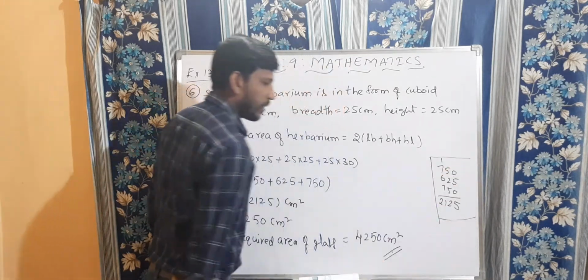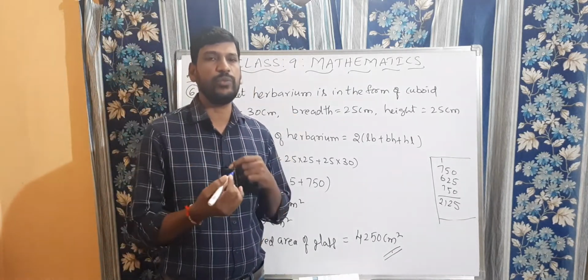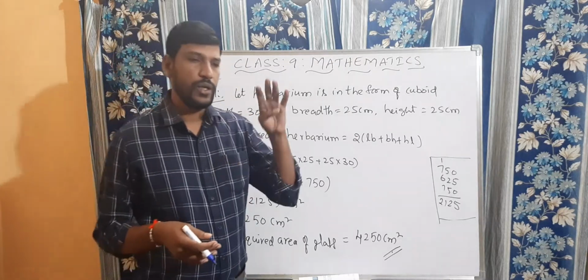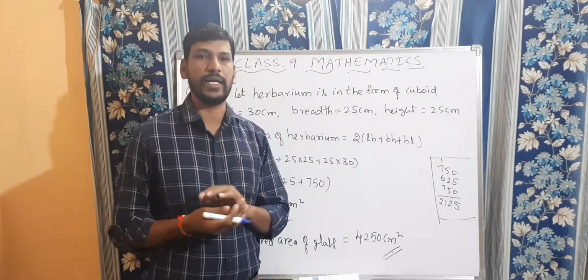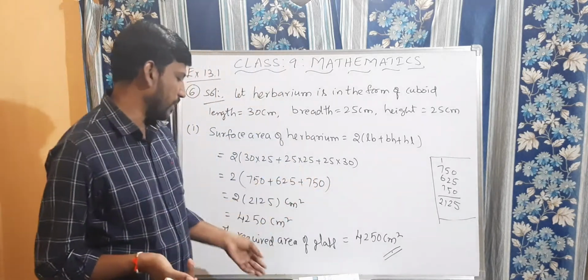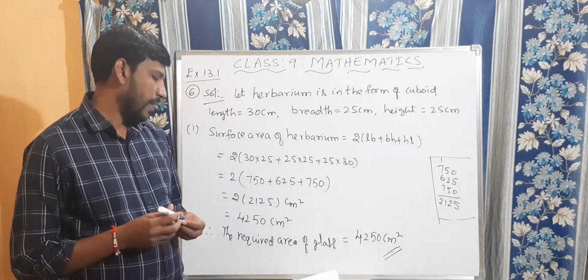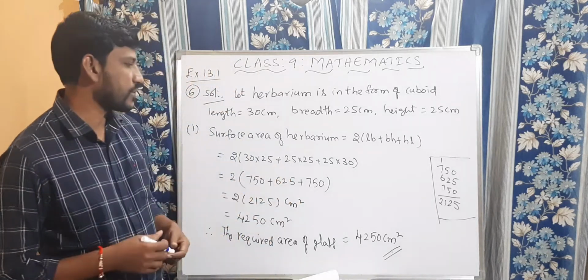Clear? Now we need to find out how much tape is required for 12 edges. Generally a cuboid has 12 edges. In the 12 edges, 4 lengths are there, 4 heights are there, 4 breadths are there. Clear? So please copy this one. Let us find out how much tape is required for 12 edges.